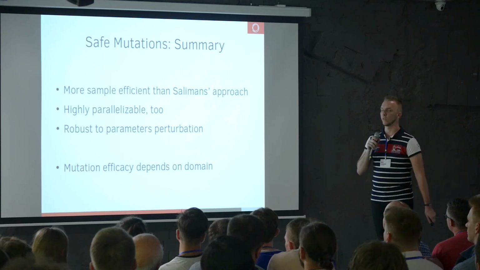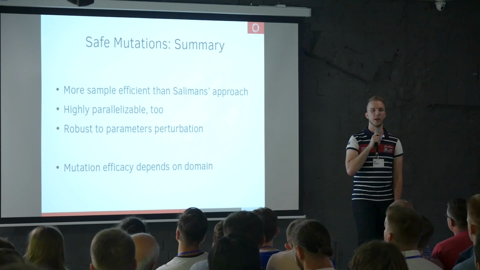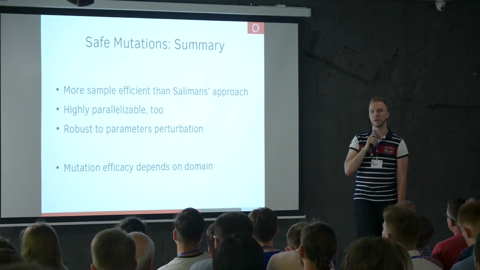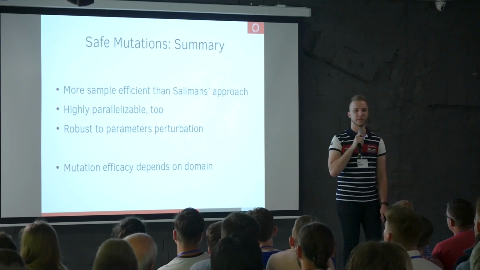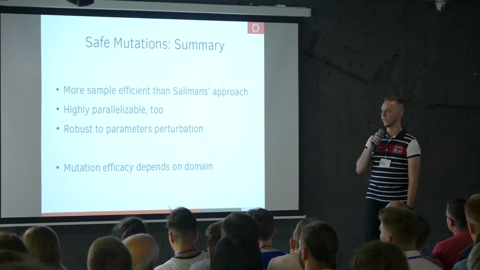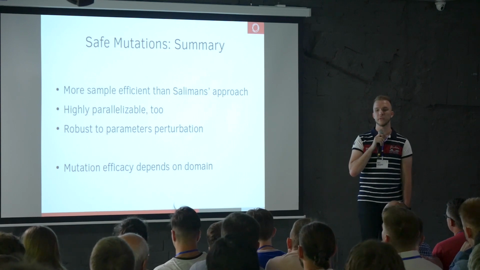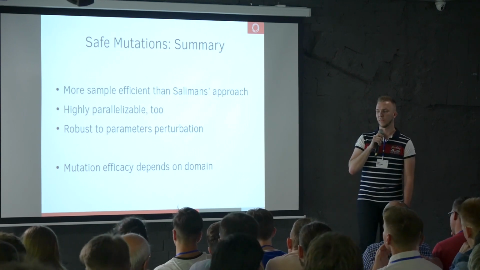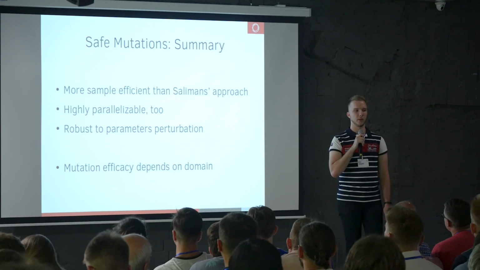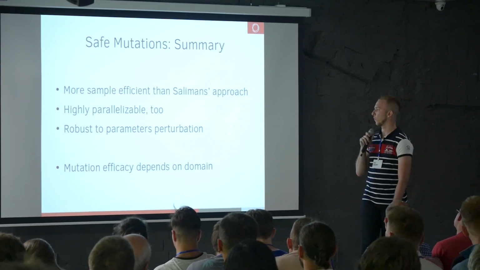Okay. So, and it is more efficient than Salimans evolution. It is still highly parallelizable, but it can converge much faster with less effort and less processing time. And it is very robust to parameter perturbation because we use divergence, and when this divergence is calculated, it will somehow level this parameter perturbation.